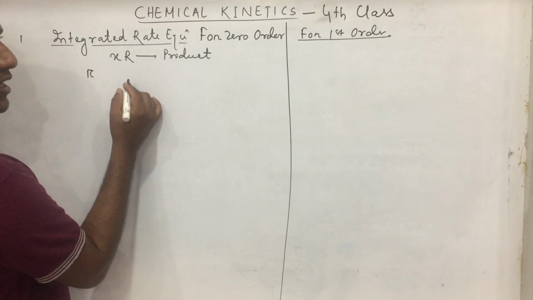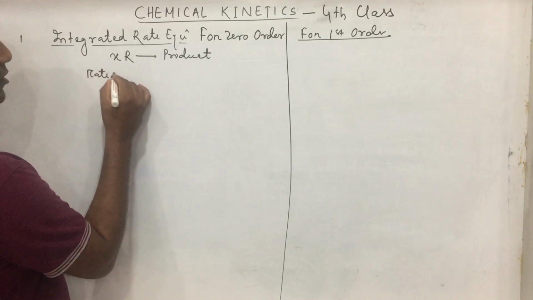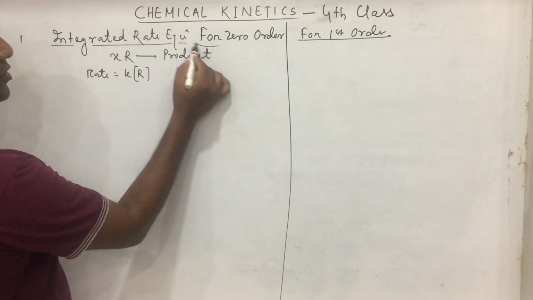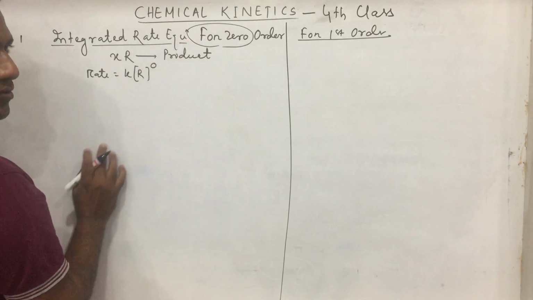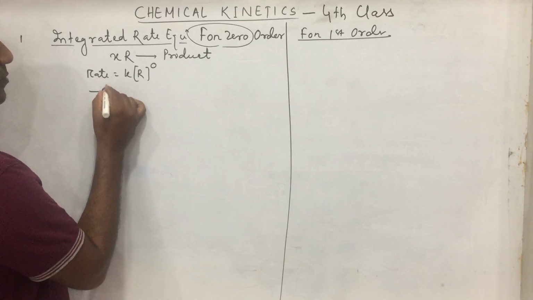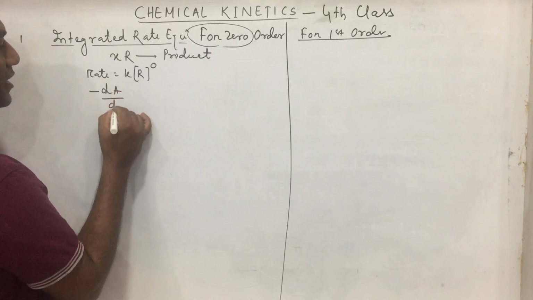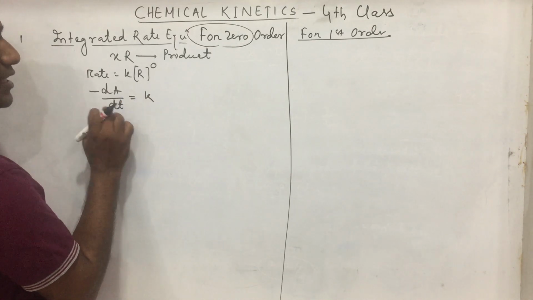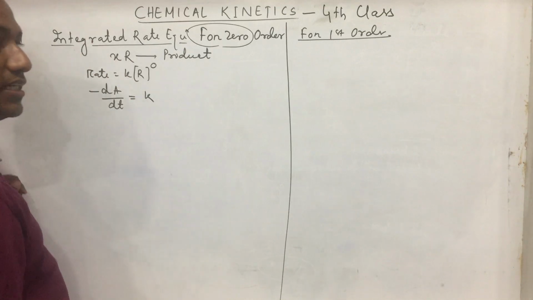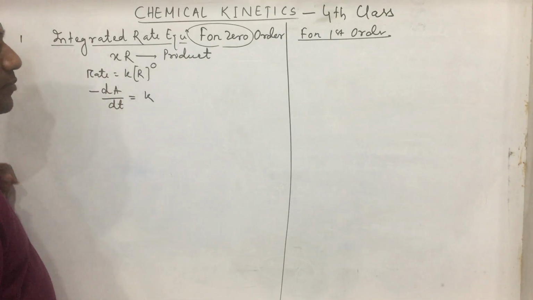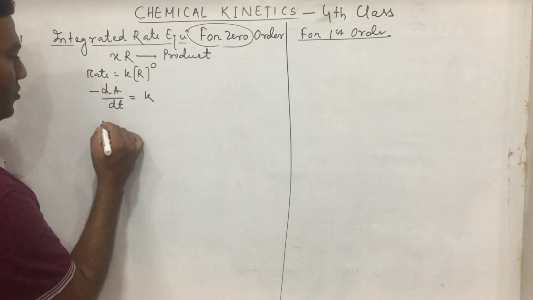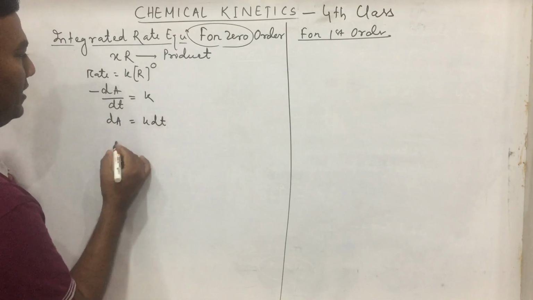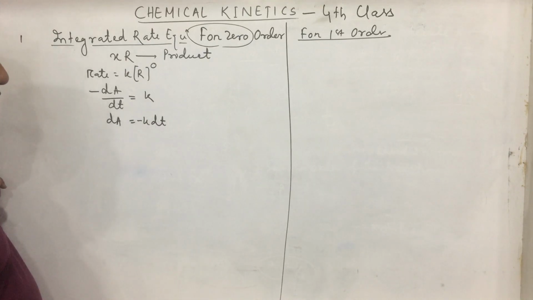So rate of a reaction equals K into R to the power how much? Zero order means R to the power 0. So our rate expression is like this, minus dR by dt equals only K. Sir, why are we writing in this format? Because we need integrated rate expression. So that's why we write in derivative format. So here we can write dR equals minus K dt.